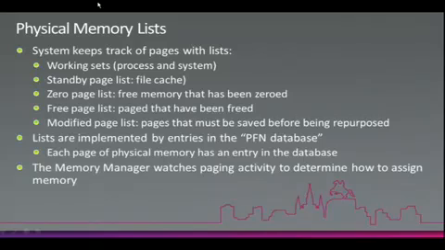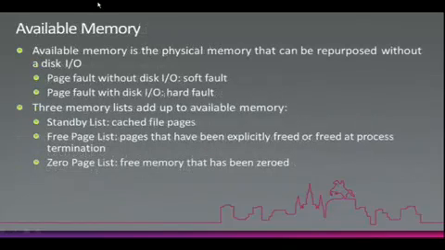It can always go back to the file to get it. How about the zero page list? Obviously. How about the free page list? Yep. How about the modified page list? Nope. Need to do a file I/O first. How about working sets? Not necessarily. But we don't want to steal from working sets before we've actually tried to allocate memory from one of these other lists first. So right there you've figured it out. What is available memory? Standby plus free plus zero.